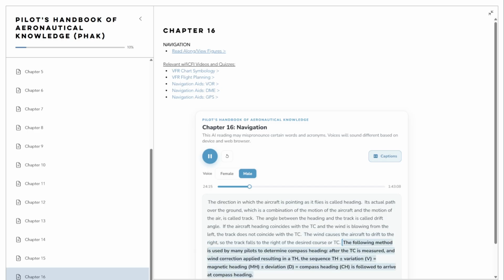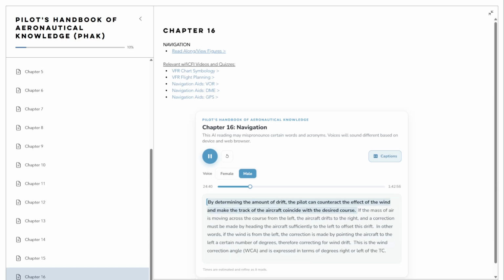The following method is used by many pilots to determine compass heading. After the TC is measured and wind correction applied, resulting in a TH, the sequence TH plus or minus variation, V, equals magnetic heading, MH, plus or minus deviation, D, equals compass heading, CH, is followed to arrive at compass heading. By determining the amount of drift, the pilot can counteract the effect of the wind and make the track of the aircraft coincide with the desired course.